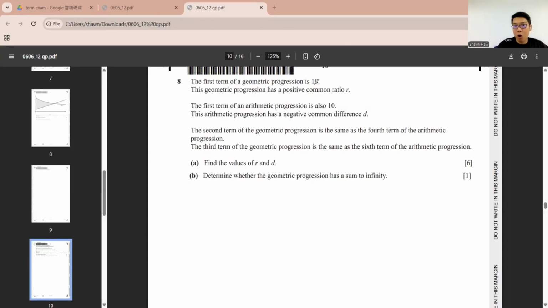The next question is series or progression. They say the first term of a geometric progression is 10, with positive ratio r. The first term of an arithmetic progression is also 10, with a negative common difference of d. The second term of the geometric progression is the same as the fourth term of the arithmetic progression.